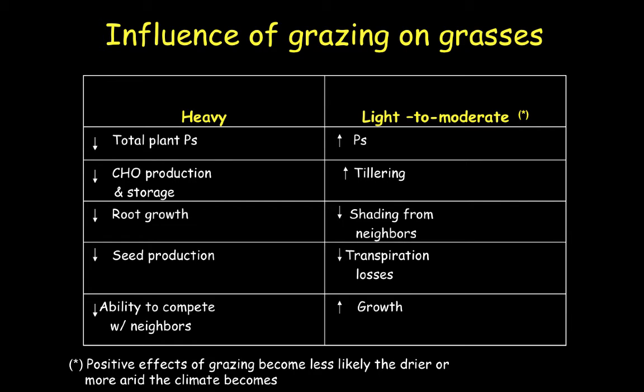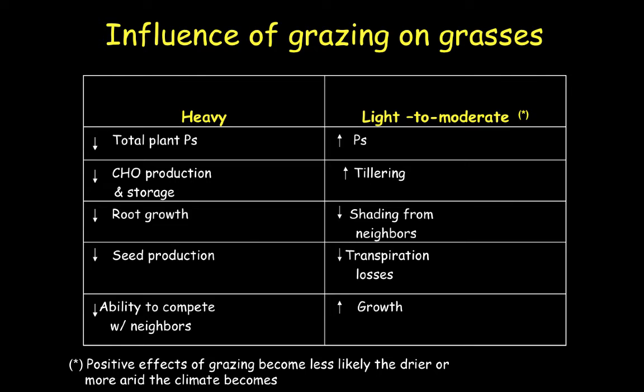All right, so as we talk about the influence of grazing pressure on grasses, we can split those up into two major categories: heavy grazing and then light to moderate grazing. If we instill or manage with heavy stocking rates, then that is going to decrease the ability of the plant to go through the photosynthesis process because we're utilizing more leaf area. Therefore, there's less surface area for photosynthesis to take place. That in turn is going to decrease carbohydrate production and storage, going to decrease root growth as well as seed production.